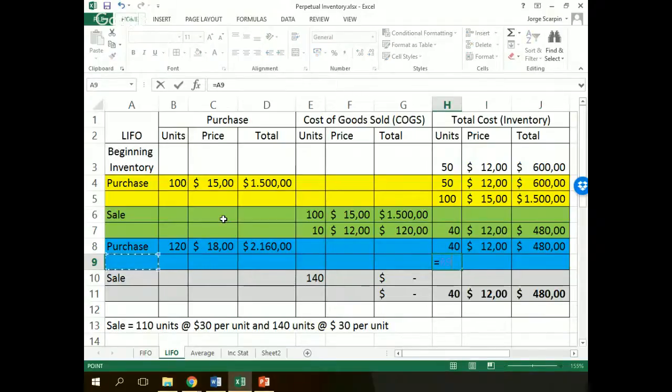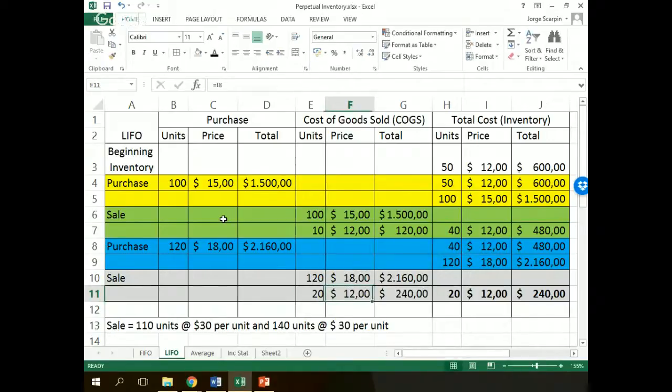Our second purchase, the same as the first one, beginning inventory plus the second purchase. And our second sale, we do not have 140 on our last purchase. So 120, that's our second purchase, $18 each. And 20 units remain on our first purchase, $12. So our total cost of our inventory, 20 units, $12 each, $240.